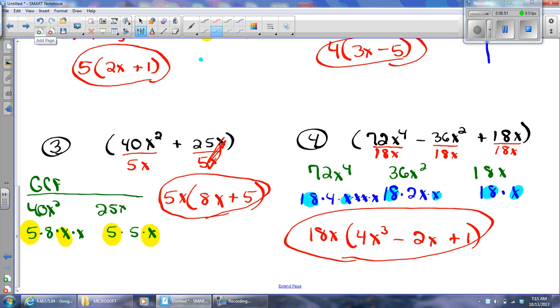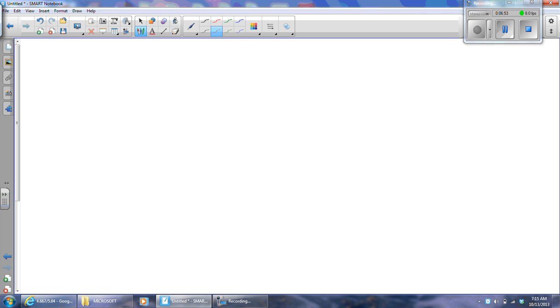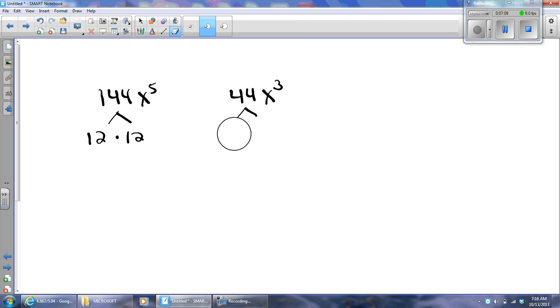If you need to, say I wanted to find the GCF of these 2 numbers. Well, I'm going to break this down. 12 times 12. I'm not going to use 2 unless I have to. I'll worry about the x's in a minute. I'm starting to look for things that will break down. 11 times 4, right? Now this isn't going to break down much more. I'm going to focus on this. I know that I can talk about this as 4 times 3, right?